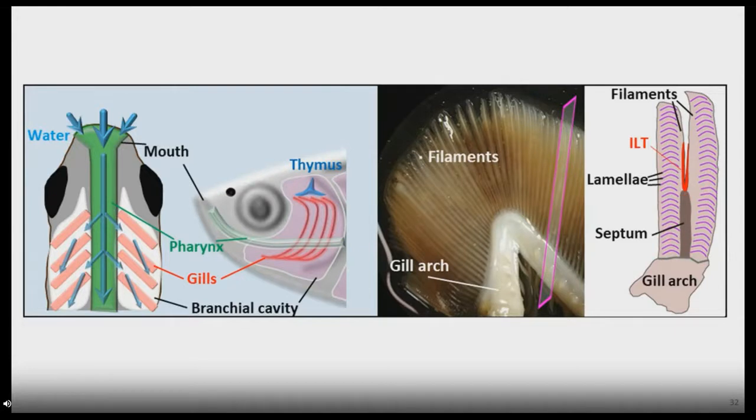And when I spoke about structured lymphoid tissue, here you have one that was first found in Norway in salmon, and that we recently showed exists in zebrafish as well. It's called the interbranchial lymphoid tissue, that we just call ILT, that is on top of the septum and along the inner side of the filament.